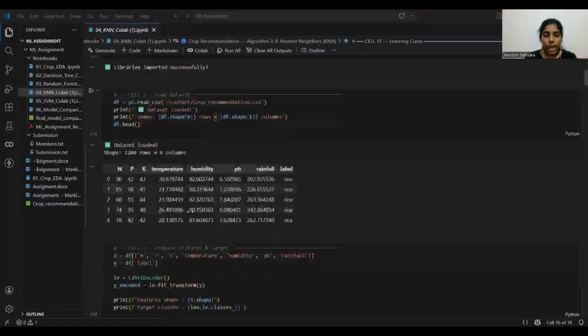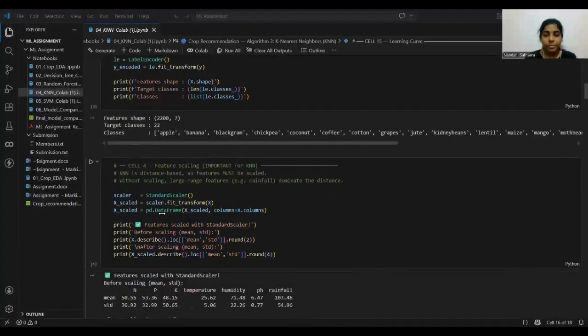One important thing I had to handle was feature scaling. Since KNN depends on distance, features with large values like rainfall can dominate the results. So I used standard scaler to normalize all features and make sure each one contributes equally.